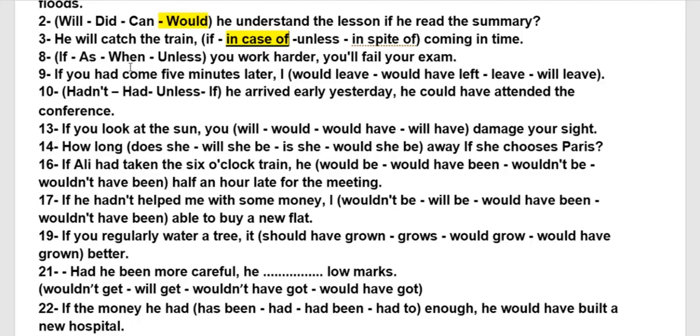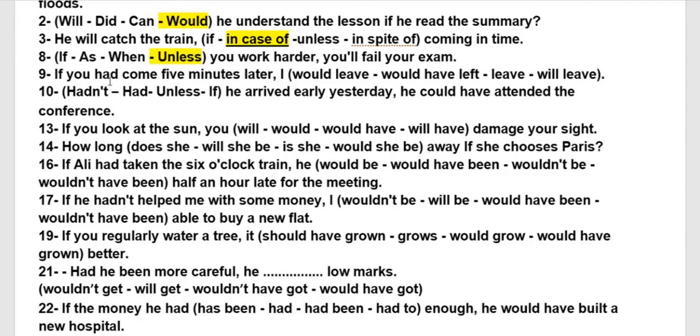If, as, when, unless you work harder, you will fail your exam. Unless means if not, right? I mean that if you don't work harder, you will fail. Unless means if not. Right, first conditional, present, future.